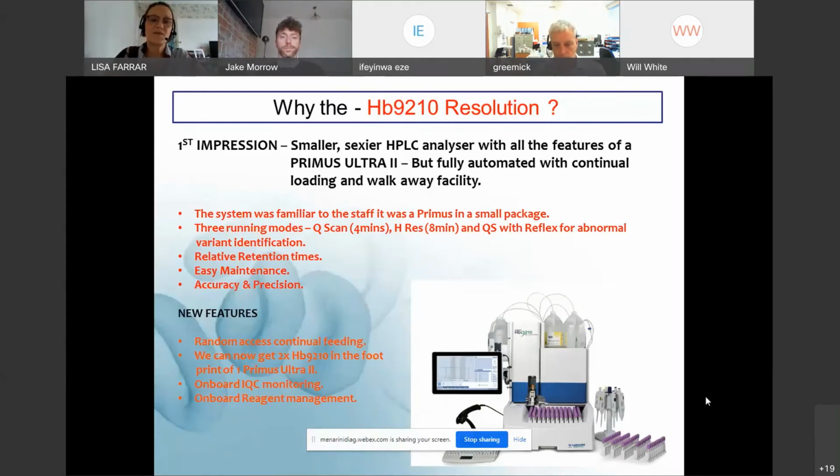So what are the new features that we like about this analyzer? The random access continual feeding is a bonus for us to be able to continually feed samples through the processing part of the analyzer. We can now get 2 Hb9210 analyzers in the footprint of 1 Primus Ultra. And the IQC onboard monitoring and onboard reagent management has made this an ideal analyzer of choice for us.